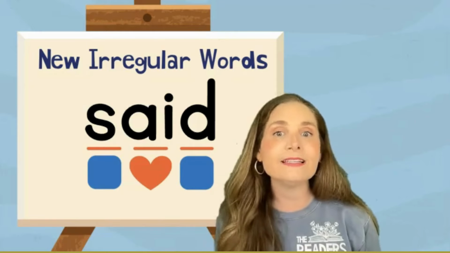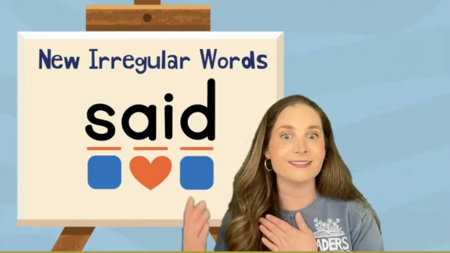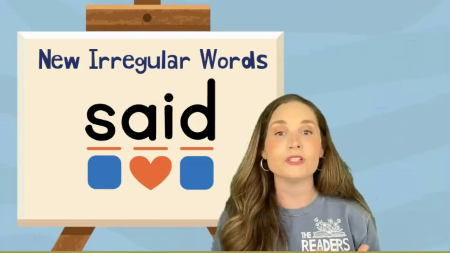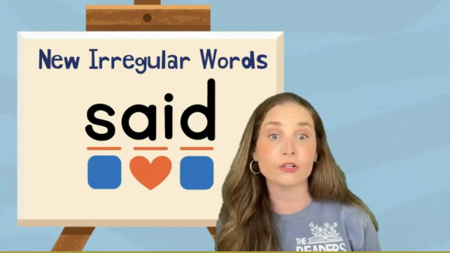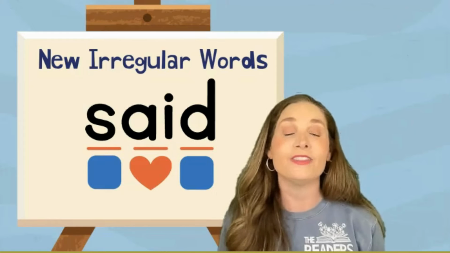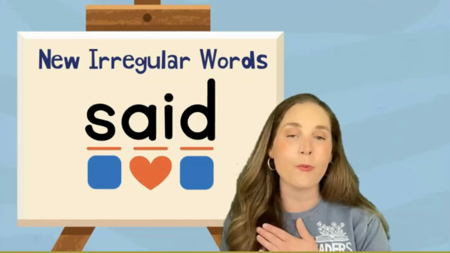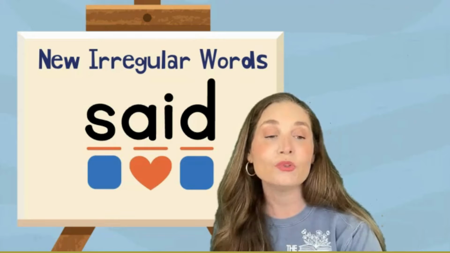And that's why we need to learn the word "said" by heart, because it is making an unexpected sound. And so we would talk about this word, and your child will have already learned this word at school. So you could ask them, why is this word irregular? And if they can explain it to you, that means they're understanding why this word is irregular and why they need to know it by heart. So those are those irregular words.